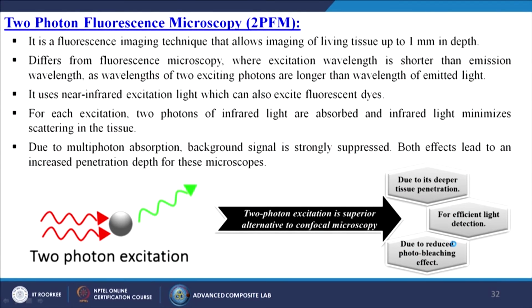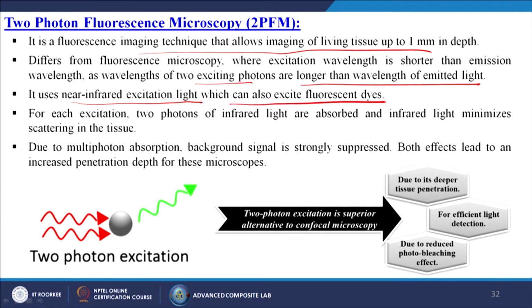Then the last one is called two-photon fluorescence microscopy, or maybe 2PFM. It is a fluorescence imaging technique that allows imaging of living tissues up to 1 millimeter in depth. It differs from fluorescence microscopy, where the excitation wavelength is shorter than the emission wavelength, as the wavelength of the two exciting photons is longer than the wavelength of the emitted light. It uses near infrared excitation light which can also excite fluorescent dyes. For each excitation, two photons of infrared light are absorbed, and infrared light minimizes scattering in the tissue.